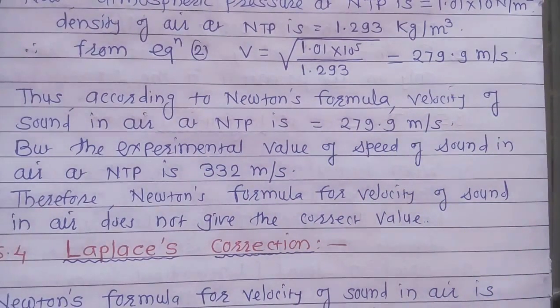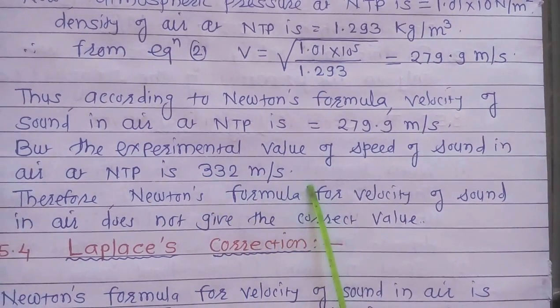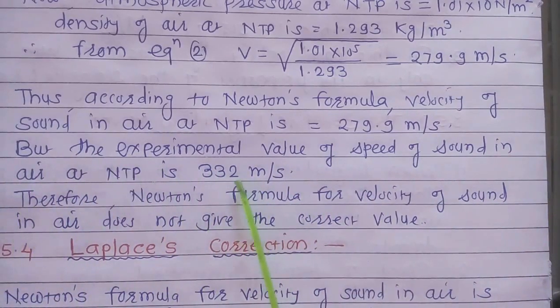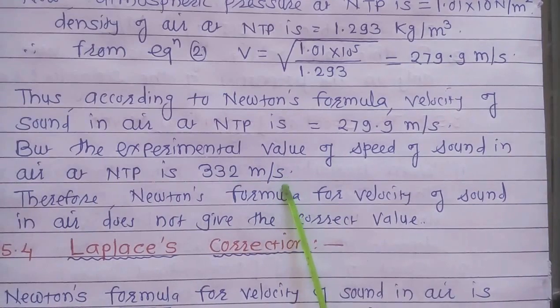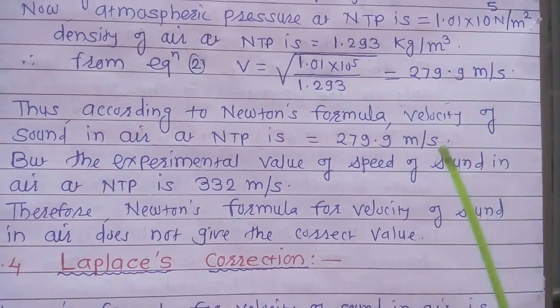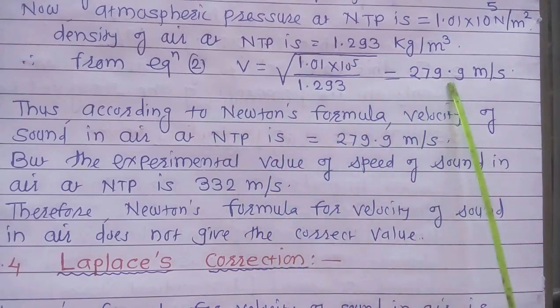But at the same time, a number of experiments were performed to determine the speed of sound in air at NTP. And according to these experiments, the speed of sound in air at NTP is 332 meter per second. So this is the correct experimental value, and the other is the value given by Newton's formula. That means the value of the speed of sound in air at NTP given by Newton's formula is much smaller than the experimental value. That means some correction is necessary. Newton's formula does not give the correct value.